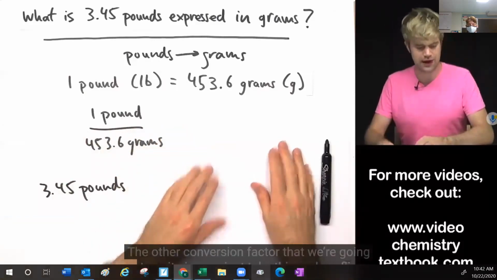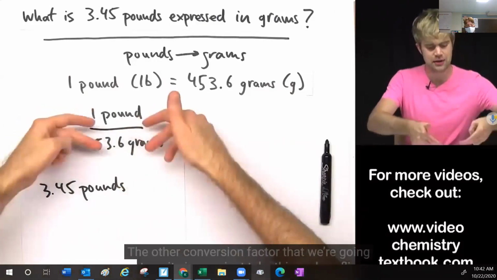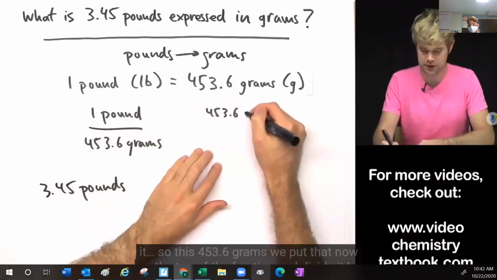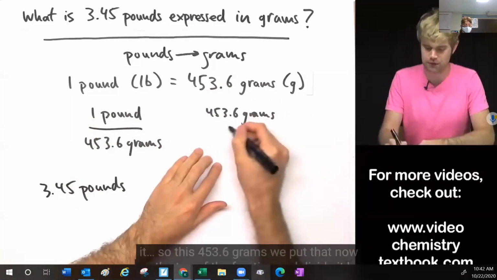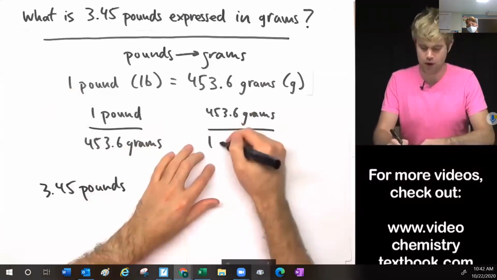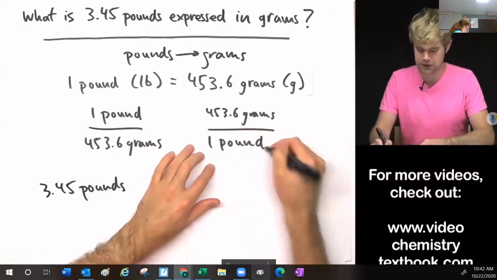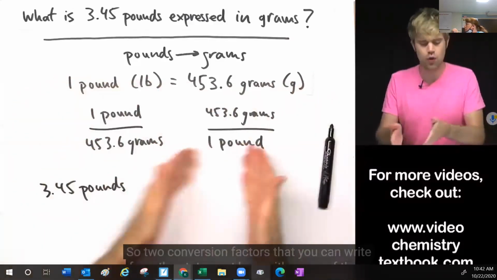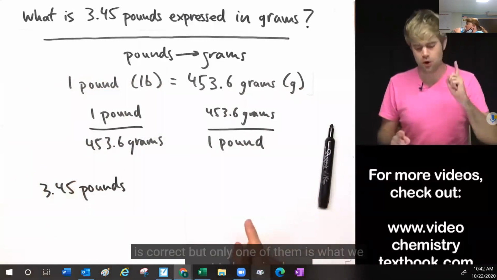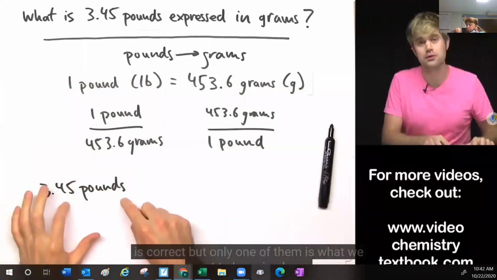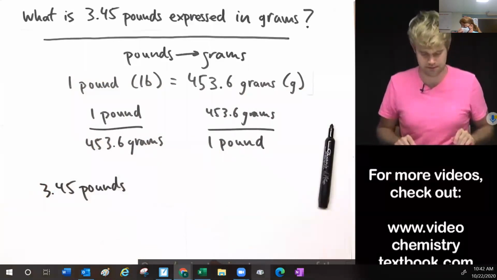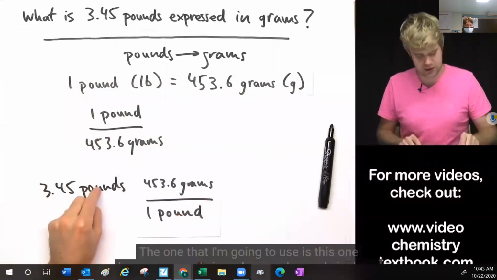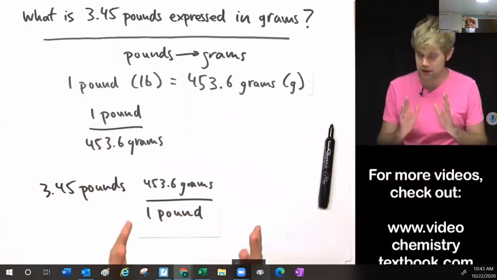Now that's one of the 2 conversion factors. The other conversion factor that we're going to write is we just take this and we flip it. So this 453.6 grams, we put that now on the top of the fraction and divide it by 1 pound. So 2 conversion factors that you can write from this statement here. Either one of them is correct, but only one of them is what we want to be using here. Okay, so we're just going to use one of these. The one that I'm going to use is this one, because pounds is up here and pounds is down here. Let me tell you what that means.